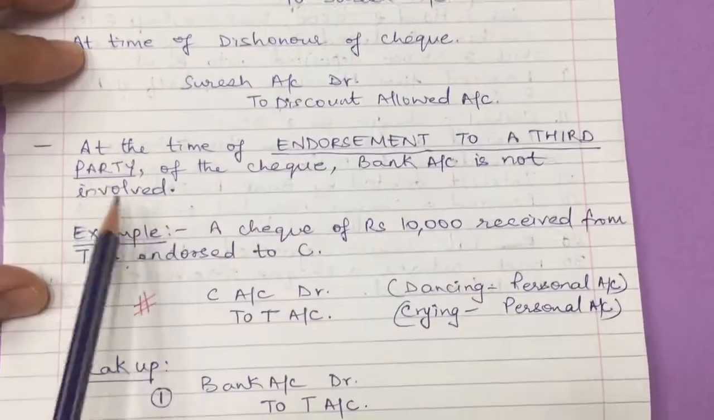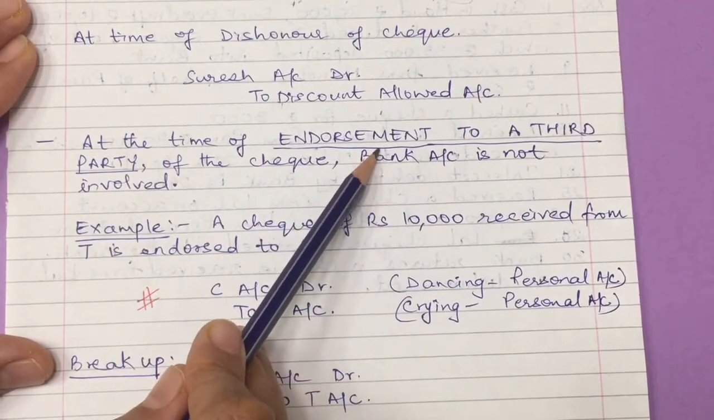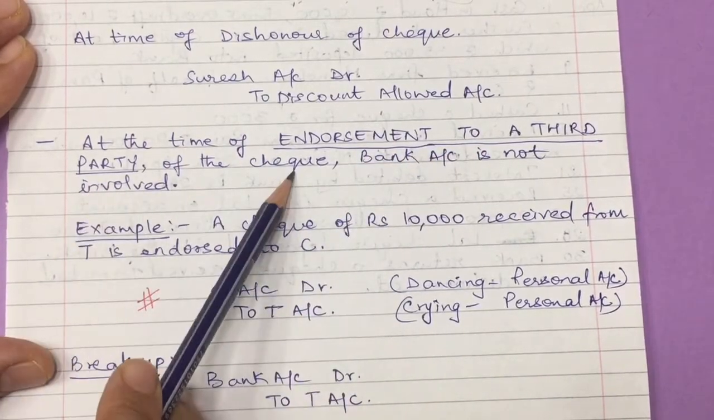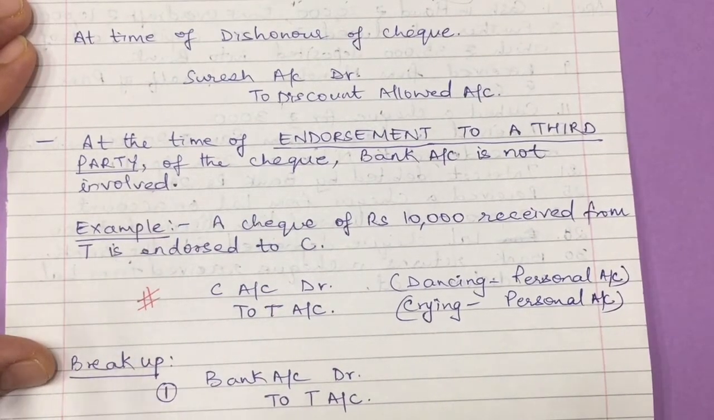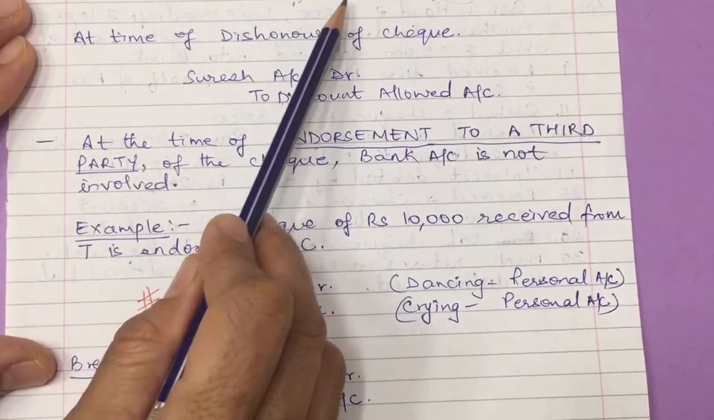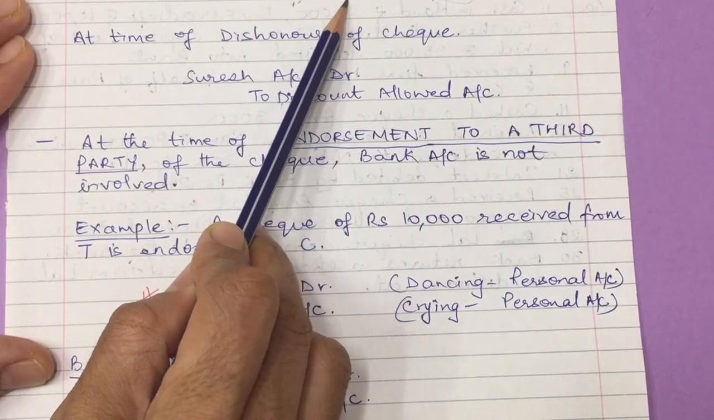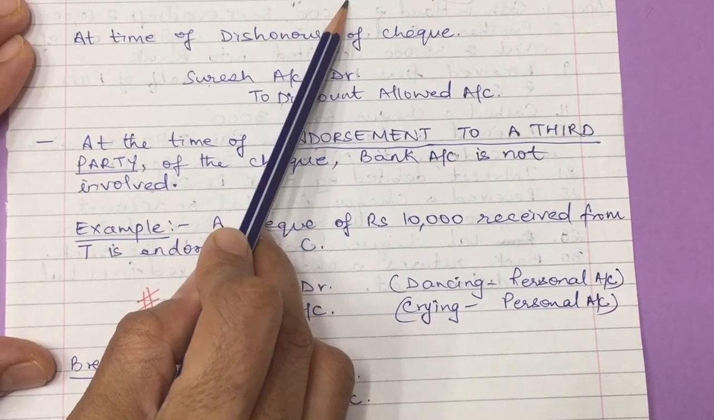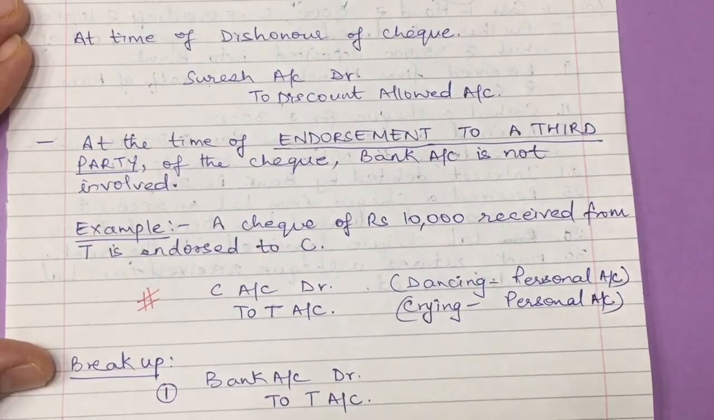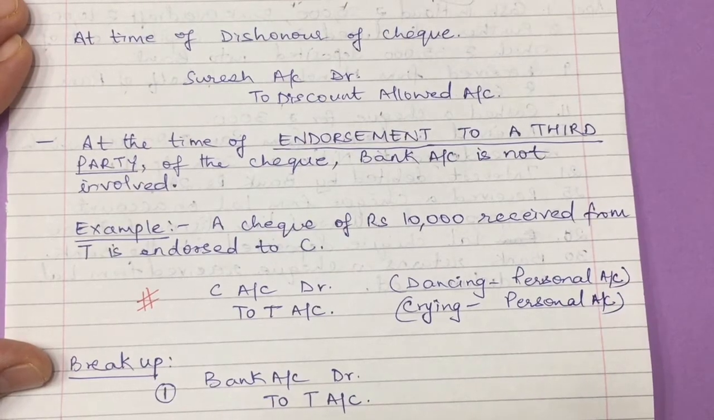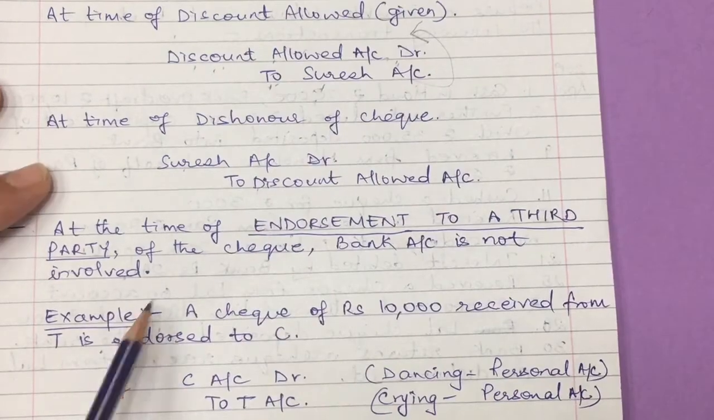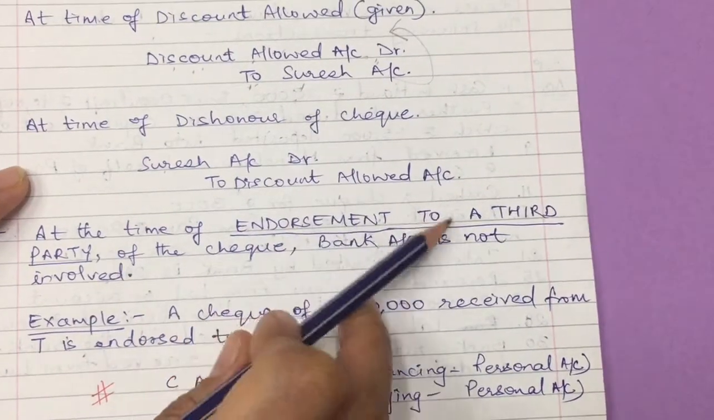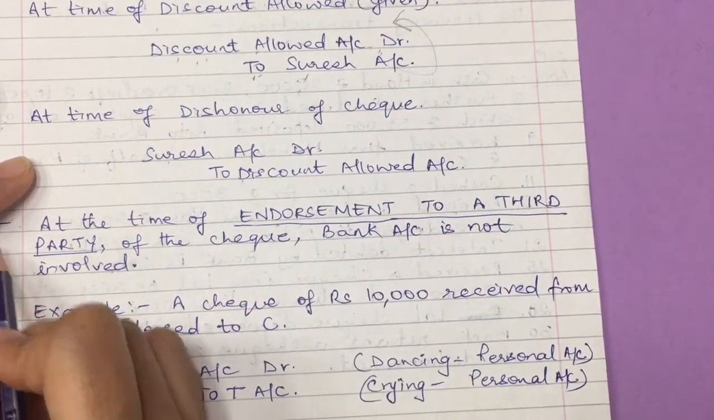Now at the time of endorsement of the check to a third person, bank account is not involved. What do you mean by endorsement? Endorsement means I have taken this check from Suresh and I have now given it further to Pawan. Say I had to make some payment to Pawan. Rather than making payment to him, I have taken this check from Suresh and given it to Pawan. So this is called endorsement to a third party. Third party here is Pawan.